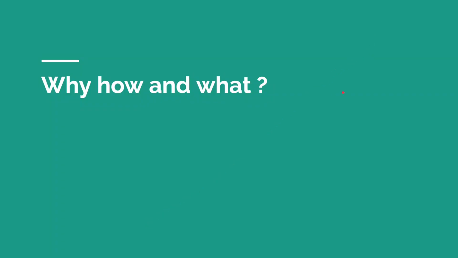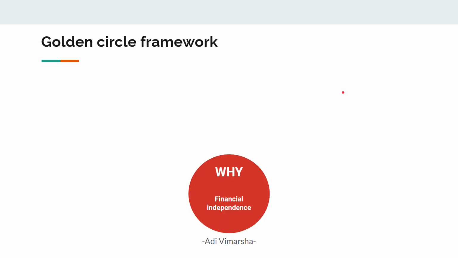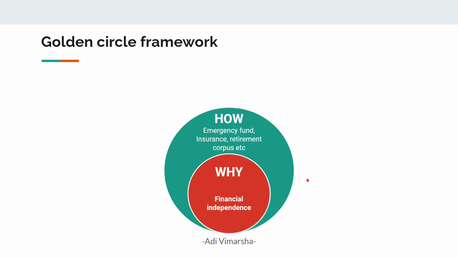Now this is the last small but important topic that we are discussing in this video. That is why, how and what. I think you all know this golden circle framework by Simon Sinek, where why is the core purpose. In our case, it is financial independence. Then comes how. So how represents the processes and strategies you need to achieve the core purpose. So in our case, there will be emergency fund, insurance, retirement corpus, and many other things. These are the strategies by which we will meet our core purpose, that is financial independence.